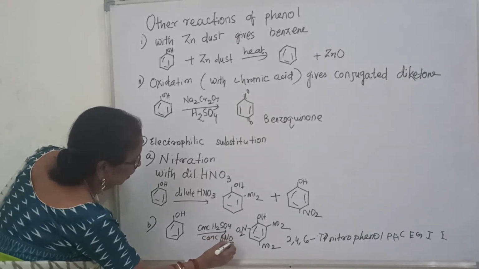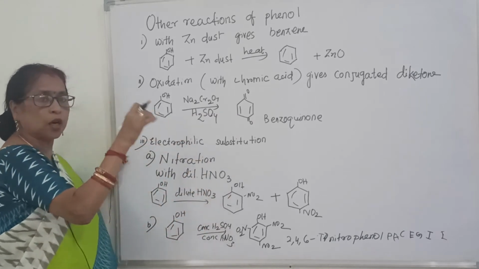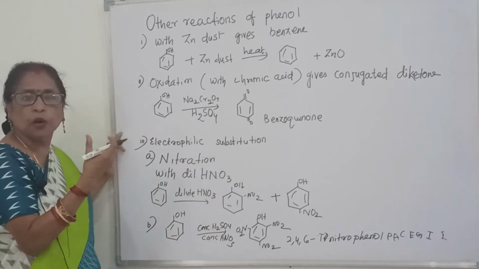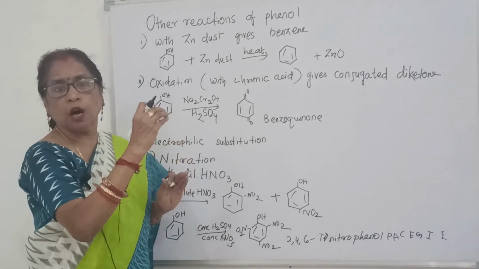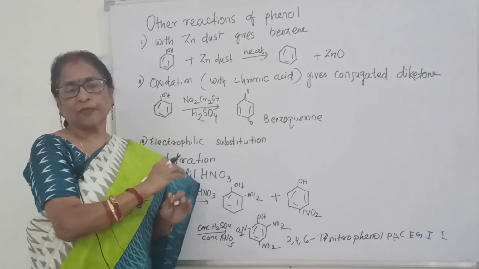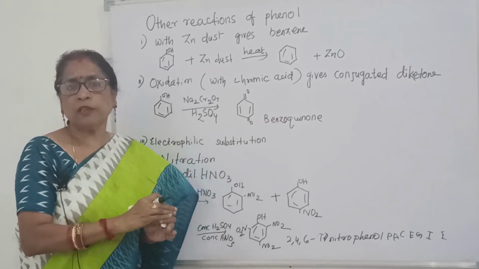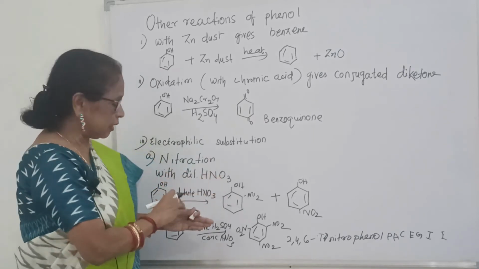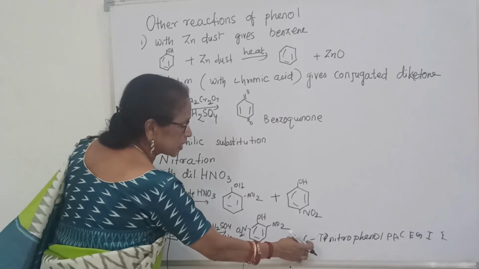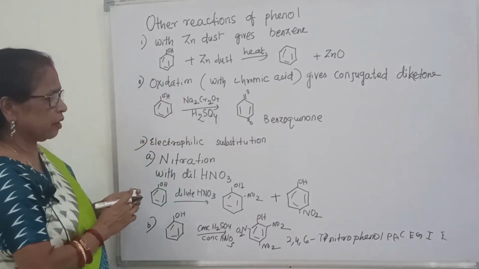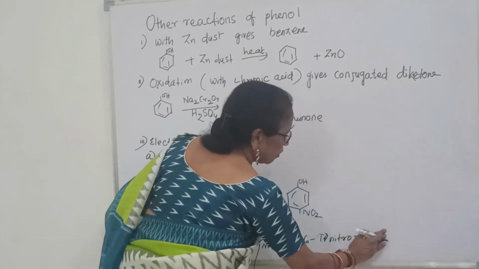then what happens here? There are 3 nitro groups that will attach to the ortho and para positions. You know there are 2 ortho positions and 1 para position. So nitro groups come to 2, 4 and 6. How many nitro groups are attached? 3 groups. What are the positions? 2, 4 and 6. See here, that is why the name is 2, 4, 6-trinitrophenol.